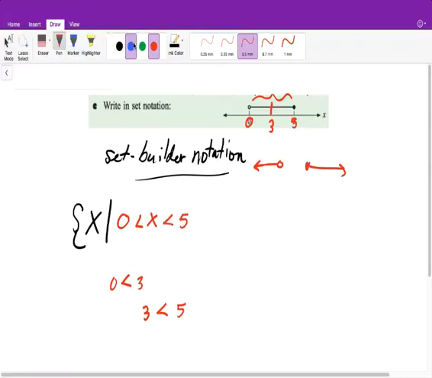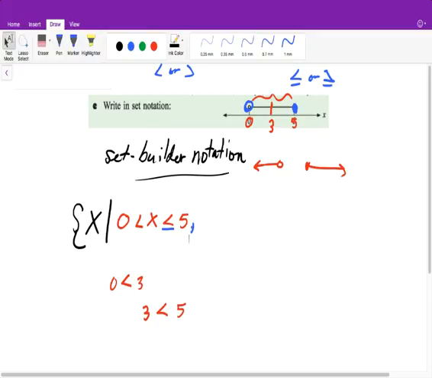Now, the last thing you have to do is, if you see this 0, it is an open circle, while this 5 is a colored in circle. So when it's an open circle, it's just less than or greater than. But when it's a colored in circle, it gets included. So it's less than or equal to or greater than or equal to. So we need to put this equal sign here.